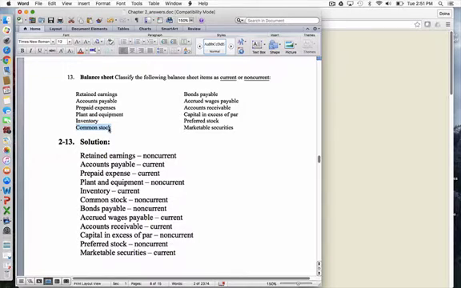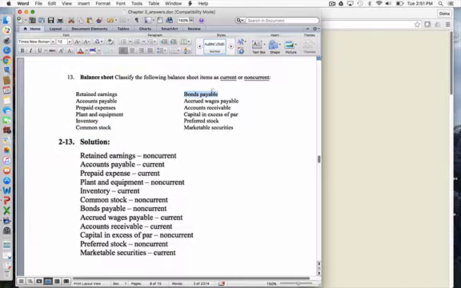Common stock. Common stock is part of owner's equity on the balance sheet. Anything that's on the owner's equity side is going to be non-current. Common stock, then we can have preferred stock. So those are all going to be non-current. Why? Because once the company issues stocks, even if they are purchased and sold and purchased again, somebody still holds them. So it's a long-term type of asset.